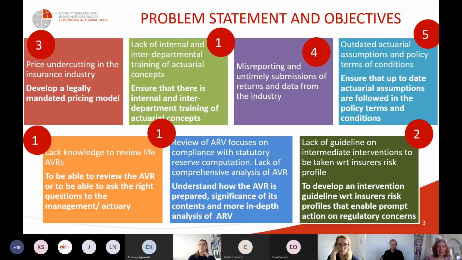and it will help you much better to have a look at the steps. So here the problem was that there isn't a guideline on the intermediate interventions that need to be taken based on insurer's risk profile. And this is what Elias was talking about earlier, that you need to have that ladder of intervention to say, when this goes wrong, we're going to do this. If something more serious goes wrong, we're going to do something more serious. So here the aim, the objective is to develop that guideline. And then it has a goal of what you want to achieve and how it will make you a better supervisor in terms of being able to take prompt action when there are challenges. So here you can even see how this intervention is going to help you to do your job better. Okay, Elias.